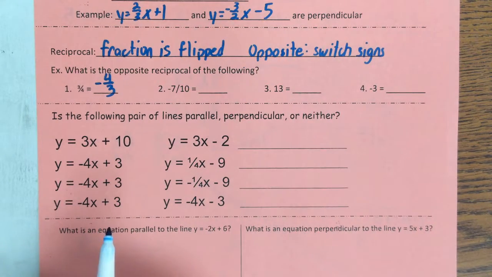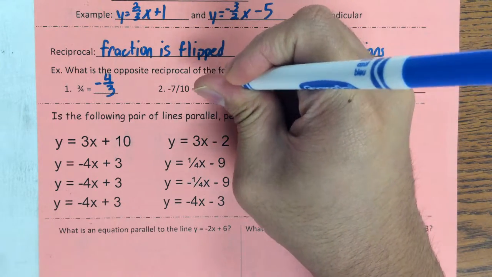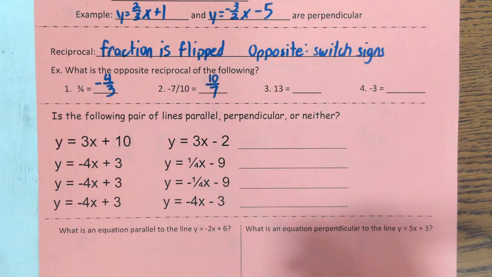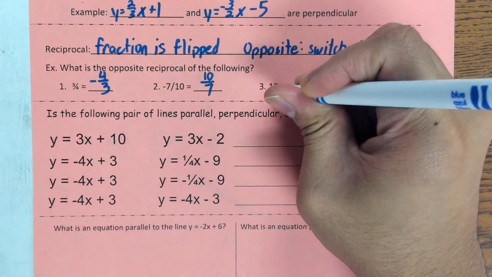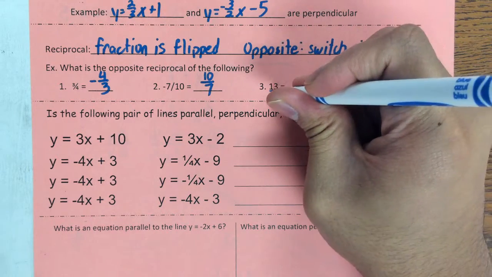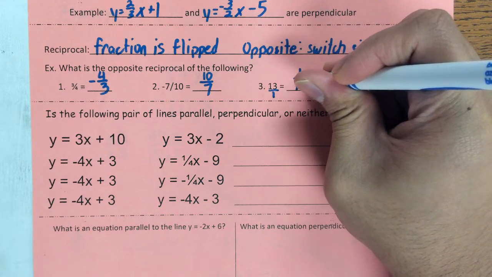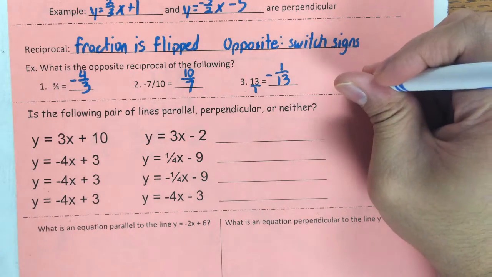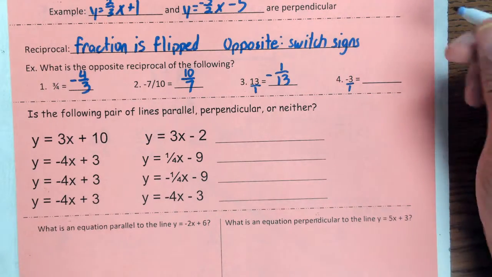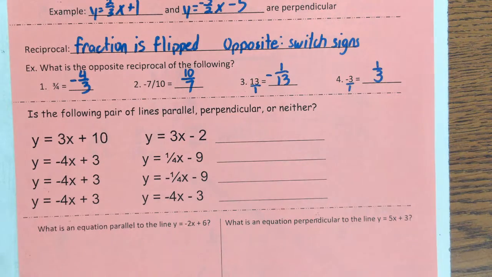So pause this video and spend about a minute solving the rest of these. Alright, so you should have gotten 10/7. 13 as a whole number. This is a whole number. As a fraction, that's really 13/1. So when you flip it, 1/13, and change the sign, -1/13. Likewise, this is -3/1. So when you flip the fraction, 1/3, and change the sign, positive 1/3.